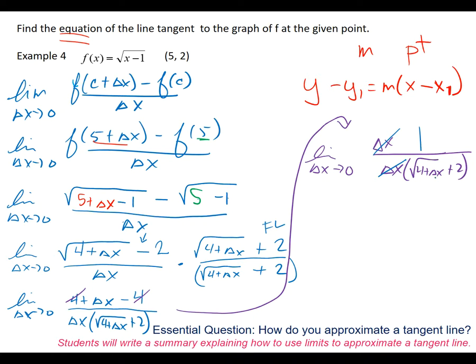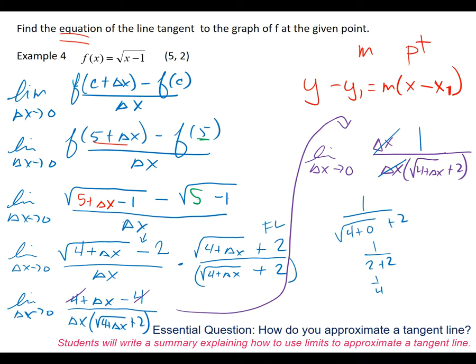What's left in the numerator? 1. And can I sub my 0 in at this point? Yeah. I'm not going to write it clean and pretty, I'm just going to sub in. So we've got 1 over, I can drop my limit because I'm subbing in my 0, 4 plus 0 plus 2, right? So the square root of 4 is 2, 2 plus 2 is 4, so we get 1/4.